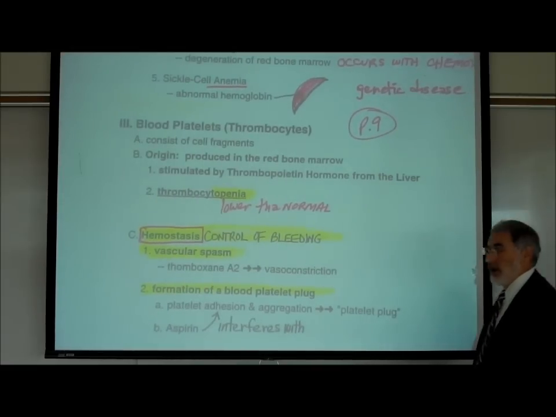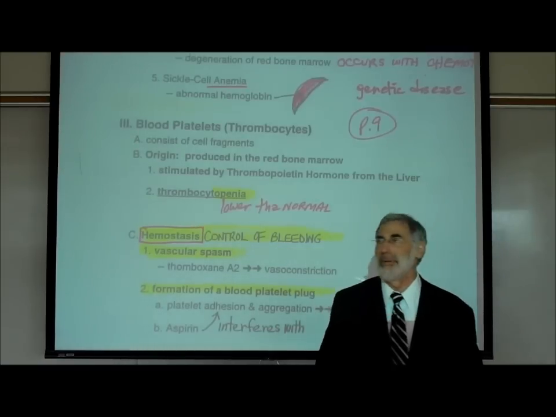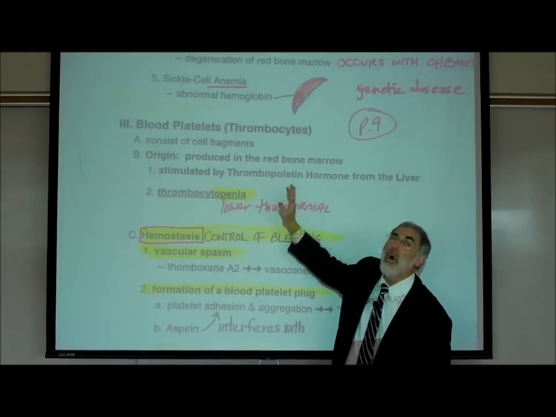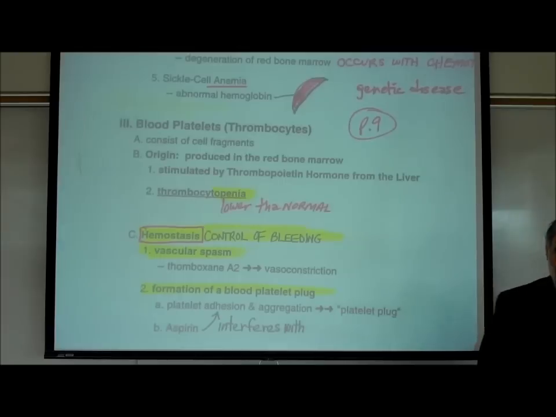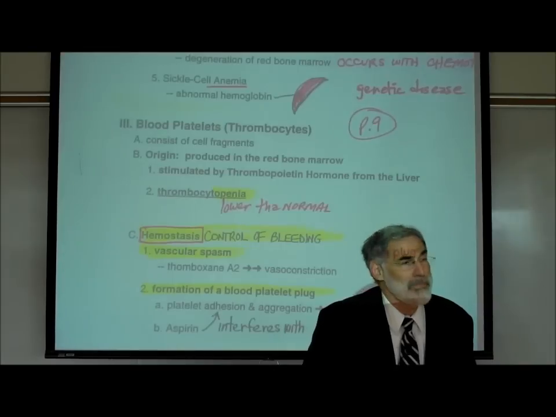There is a hormone that can stimulate the production of blood platelets in our bone marrow. It's called thrombopoietin. It's produced by our liver. So we had mentioned earlier about erythropoietin produced by our kidneys.